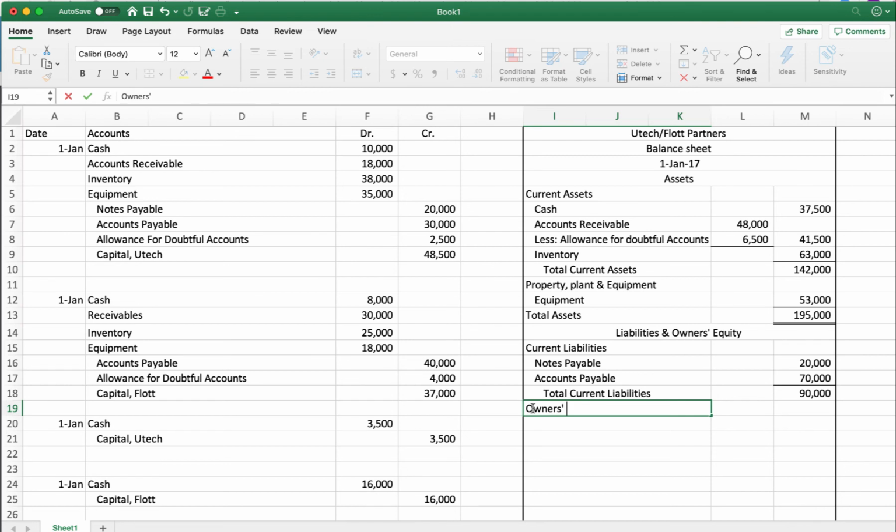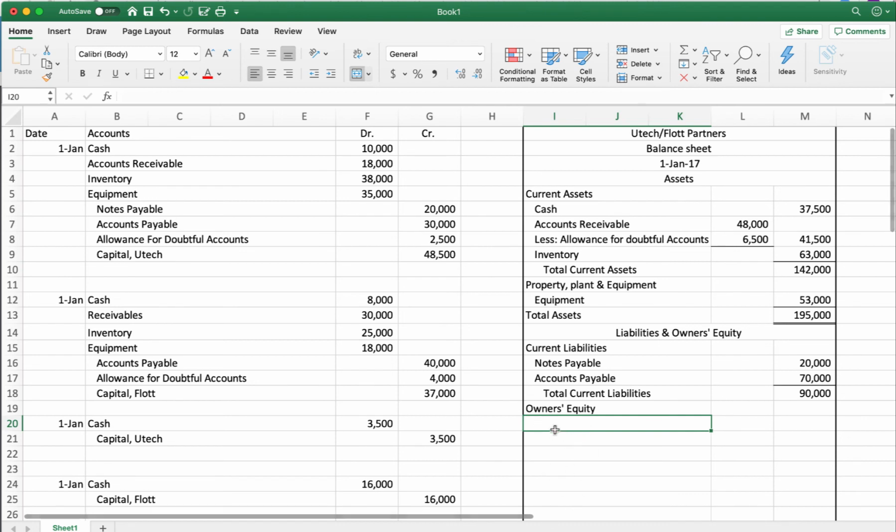So make sure we're completely left aligned. And now I'm going to list out all of my capital accounts. Well, who do I have? I got UTEC capital and I got float capital. How did I know that? Well, I looked at my journal entries, right?